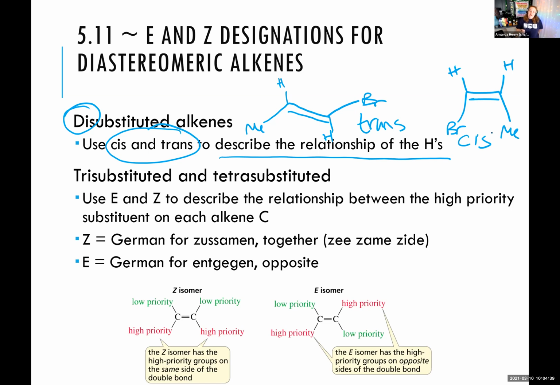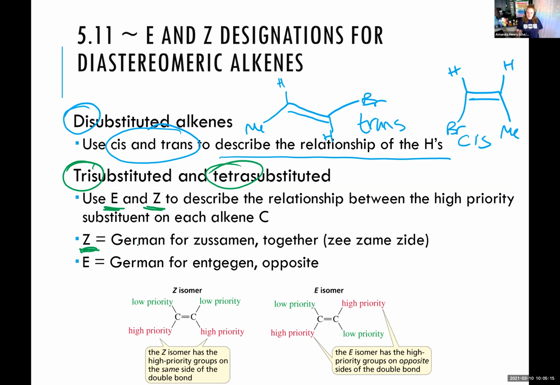Now, if we don't have two hydrogens to compare, that means that we would have tri-substituted or tetra-substituted. We can't use cis and trans because we aren't comparing two of the same things. So we can only use cis and trans for di-substituted rings and di-substituted double bonds. When we get to something that has more substituents, we're going to use E and Z to give it a label.